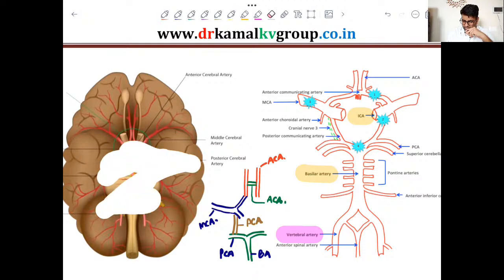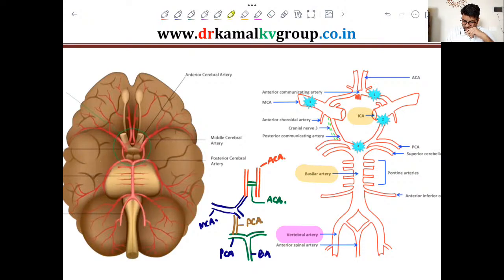So if I draw you the exact circle of Willis, this is the anterior communicating artery, this is the anterior cerebral artery on either side. Then this is the posterior communicating artery, again this is the posterior communicating artery, and this is the posterior cerebral artery. So it forms a ring around the midbrain area, and this is known as the circle of Willis.